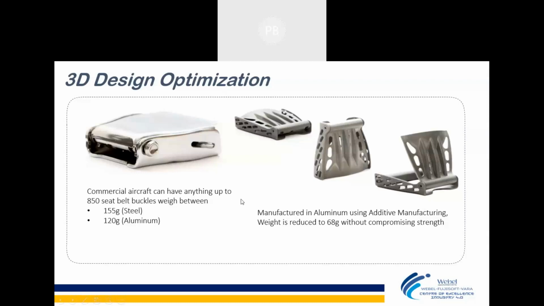The entire mechanical behavior, like stress, strain, everything is the same in this model, but the weight of the part with aluminium comes down to 68 gram, from 120 to 68 gram. So now you can imagine, it's a decrease of 52 gram in one seat buckle. If you consider there are around 850 seat buckles, each with 52 gram reduction, there is a huge weight reduction in aerospace. In aerospace, if you can reduce even 1 kg of weight, that is a bigger advantage to them. Their fuel efficiency increases, right?